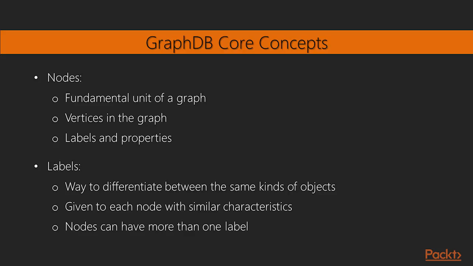Let's understand the graph DB core concepts. Here are all the elements. Nodes. Nodes are the fundamental unit of a graph. Nodes are the vertices in the graph. It mostly refers to the main object that is being referred to. Nodes can contain labels and properties. From the story, we can pull 3 different objects and make 3 nodes. 2 of those are for friends, and the other is for the movie.